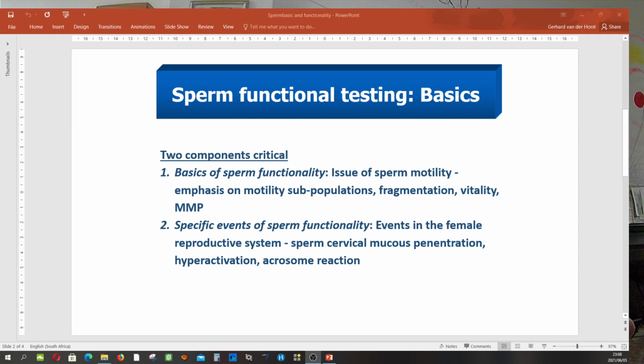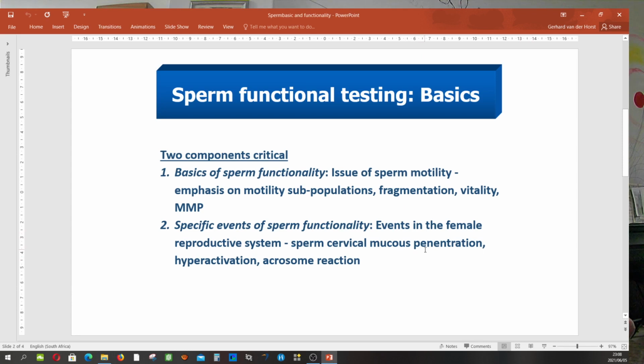For this webinar, we are going to focus on two components that are critical in terms of sperm functional testing. First of all, we're going to look at the basics of sperm functionality, focusing on motility subpopulations, fragmentation, vitality, and mitochondrial membrane potential.